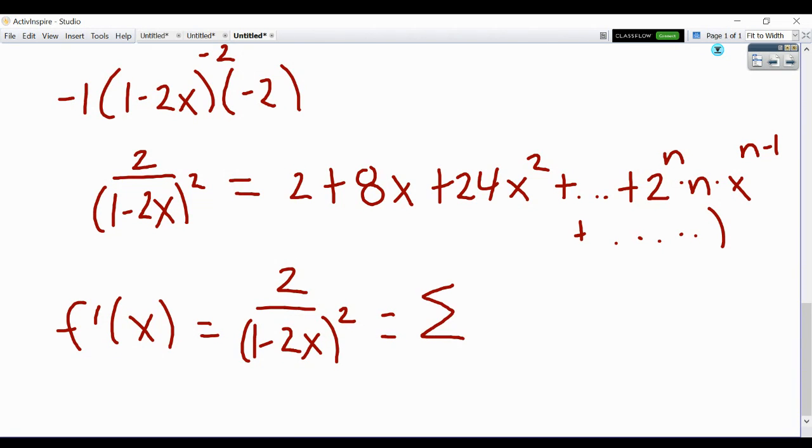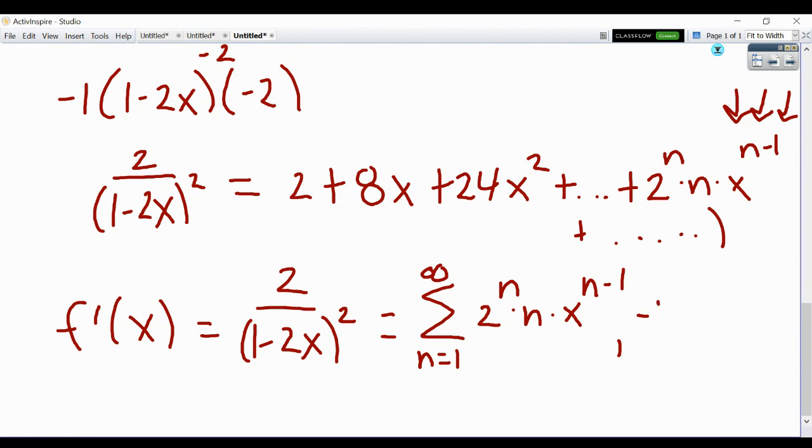equals the summation of n equals 1. Think about it: why is n equal to 1 rather than 0? Go back here. So that's all the way up to infinity of 2 to the n times n times x to the n minus 1. And our interval of convergence is still negative 1/2 to 1/2. And you all just created a power series for f prime of x. Congrats.